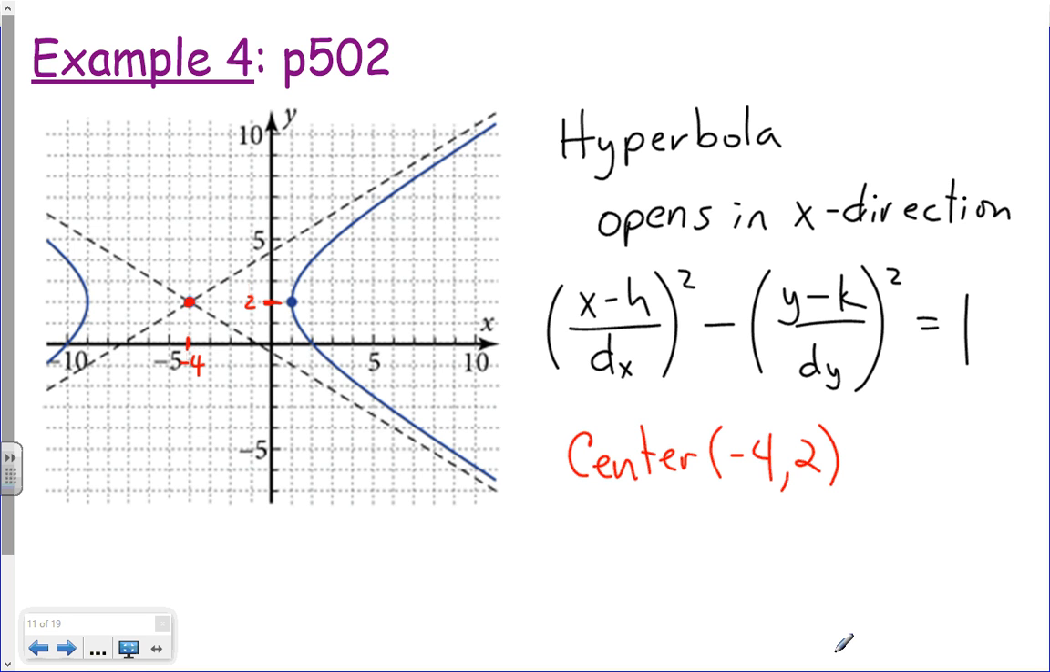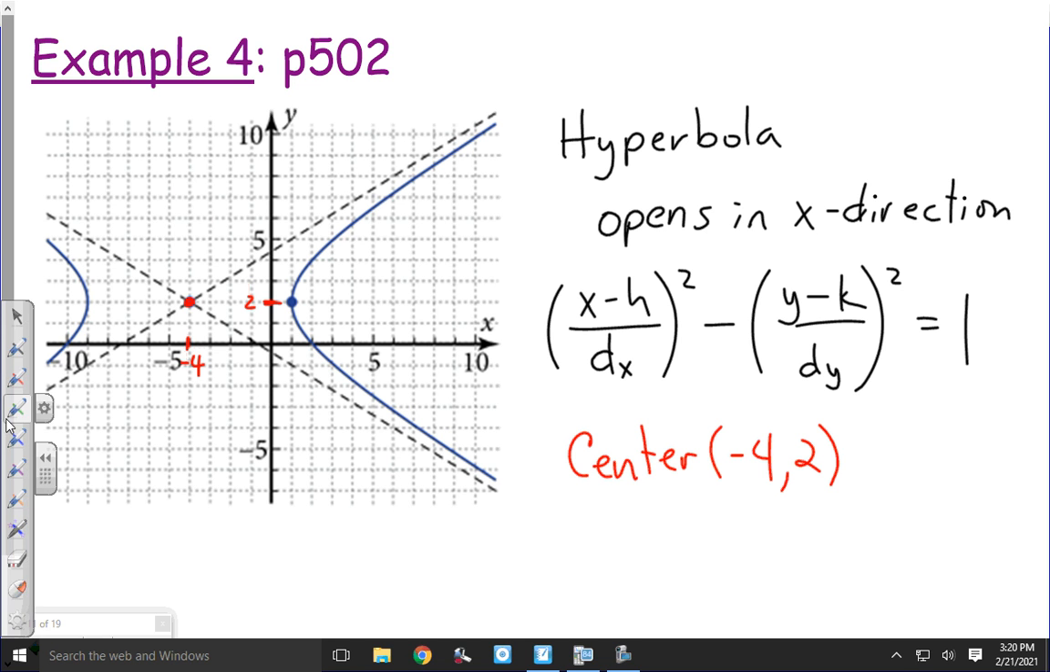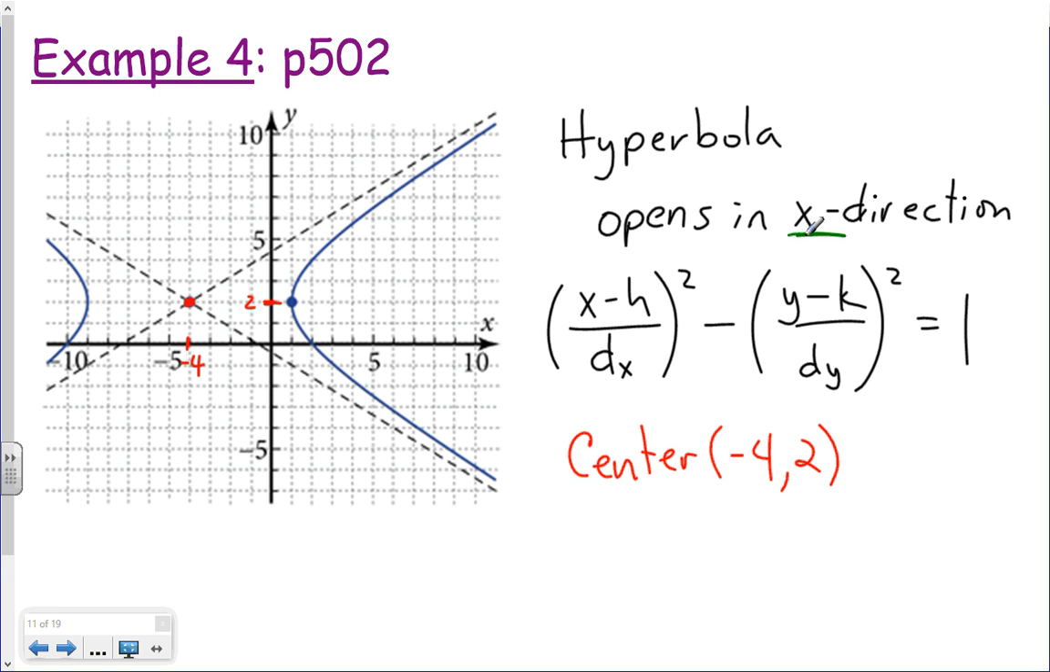So now let's find our dilation factors, our d sub x and our d sub y, our x dilation and our y dilation. Because this opens up in the x direction, I can use the graph to help me figure out what d sub x equals, because that dilation factor tells me how far it is from the center to the vertex. So if I measure this distance right here, from the center to the vertex, that is what d sub x represents. Again, that's because it opens in the x direction.